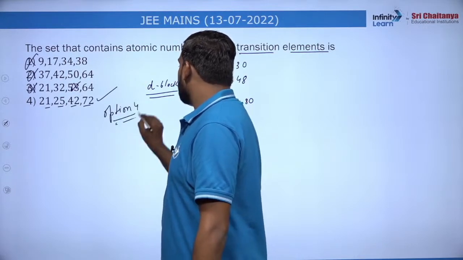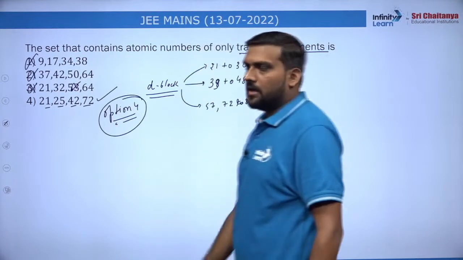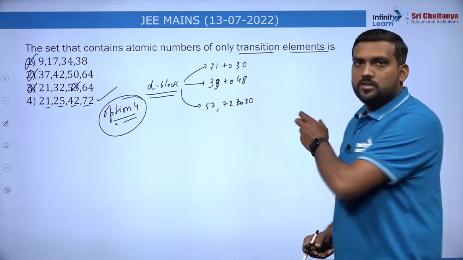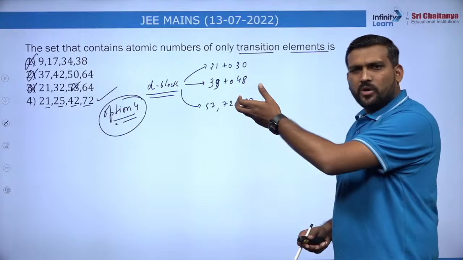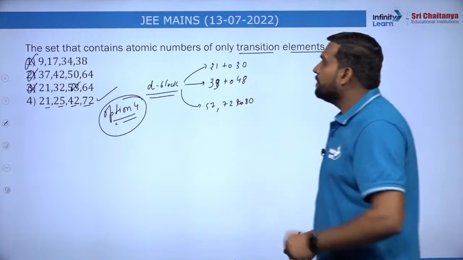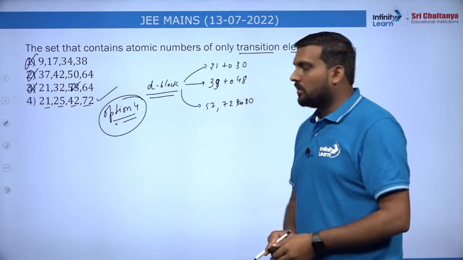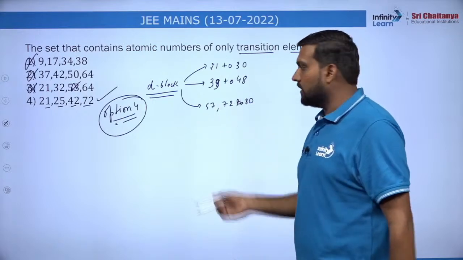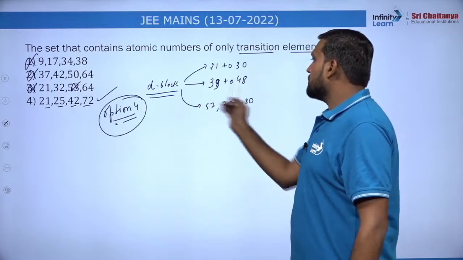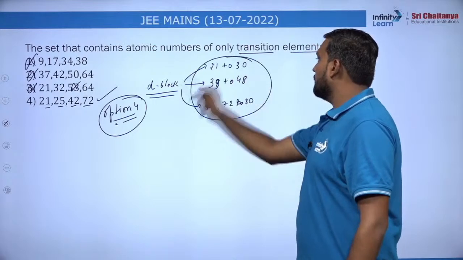Okay, so you must remember the atomic number range at least for different blocks. For S block you can remember the element names also, but for D block it's not always possible to remember the group names, the whole period names. So you can just remember the atomic numbers which are present there.